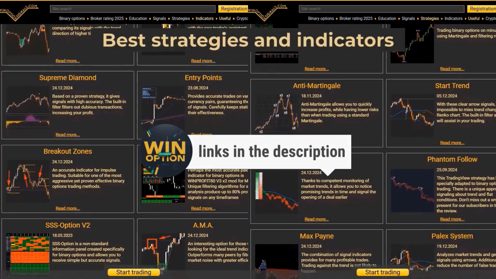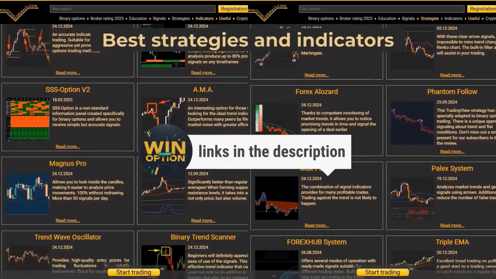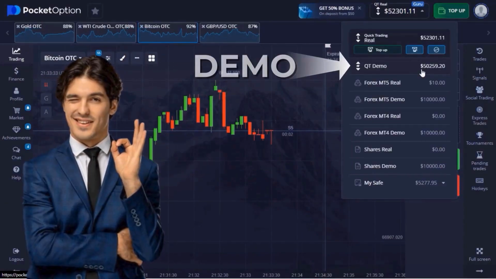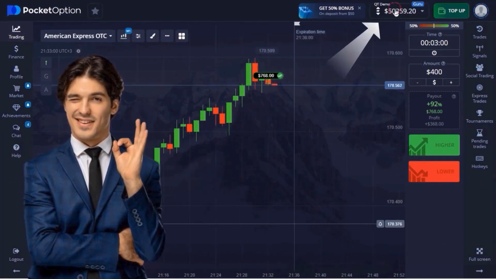And remember, any strategy or indicator is just a tool that you need to learn how to use correctly. Be sure to check and test the indicator on a demo account of historical data, without forgetting about the rules of risk and capital management.